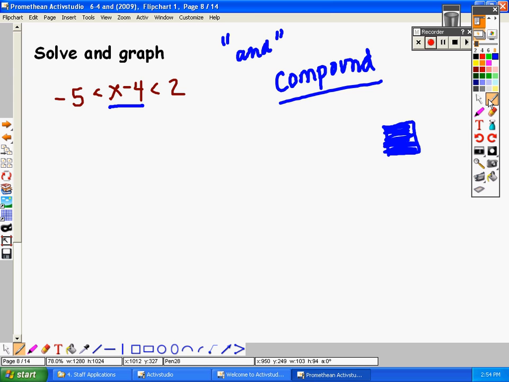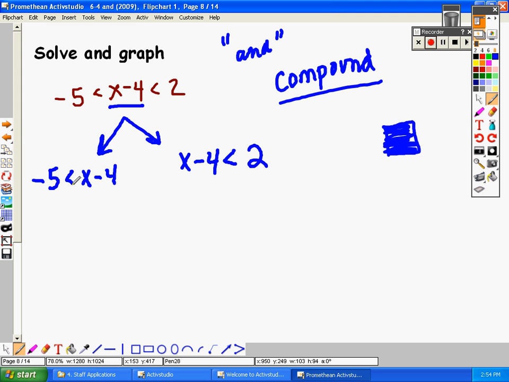So to solve this, you basically set up two inequalities. We're going to put the thing in the middle twice because you're saying two things about x minus 4. At one point, you're saying it's less than 2, so I just took that first part. And the other time, you're saying -5 is less than x minus 4.